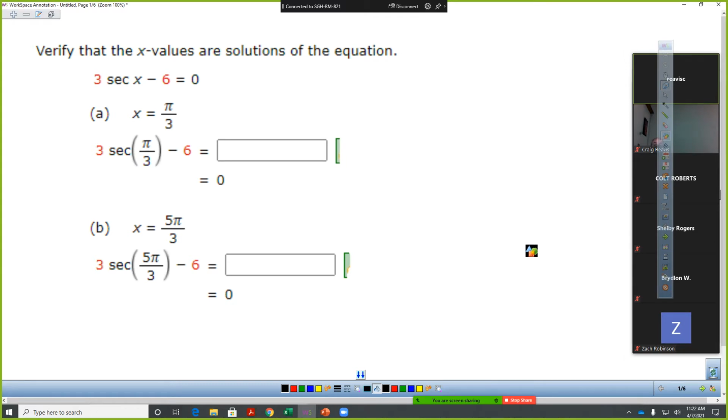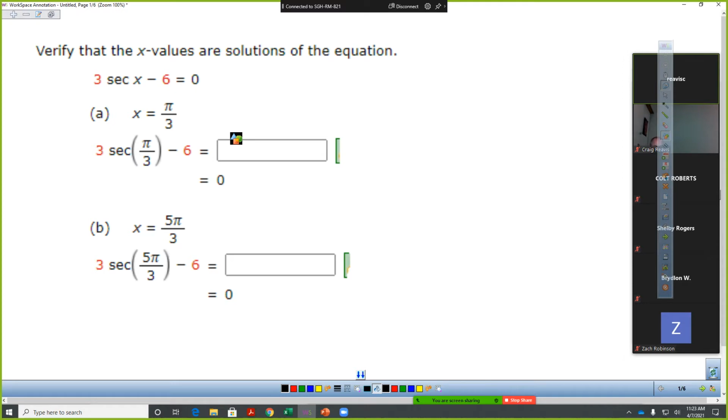Here's what we're going to be looking at. Basically, we're solving these equations. Solving an equation basically means finding what value of x makes this true. So we're looking at angle measurements that would make this true. Notice the equation 3 secant x minus 6 equals 0. They're just asking us to verify if these are true. We could use a calculator in radians mode, but here's what we're going to do to verify it.